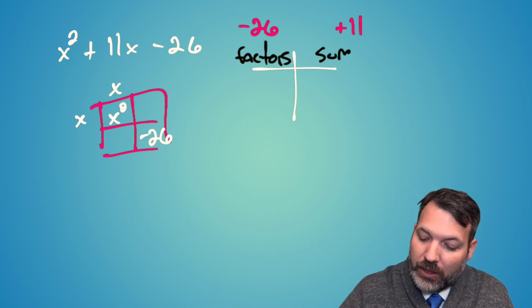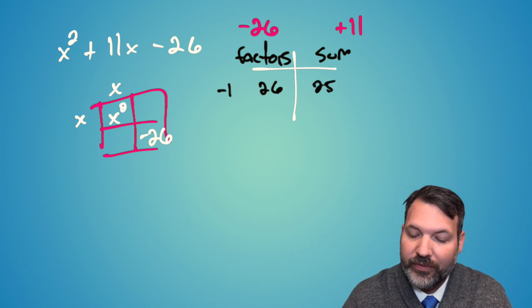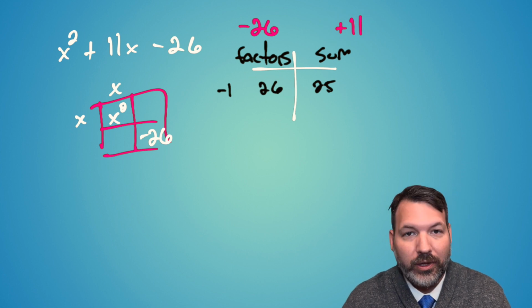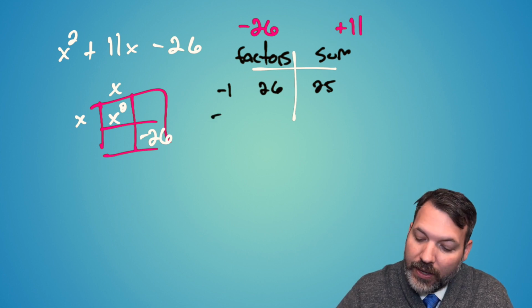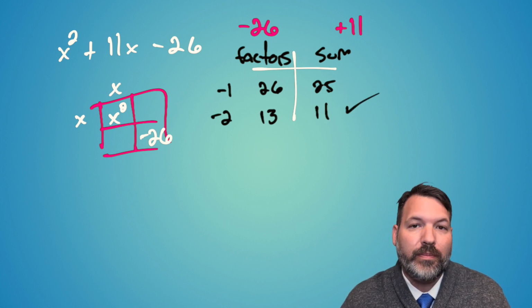So it could be negative 1 and positive 26, but those of course have a sum of 25. That's definitely not matching the positive 11 sum we're looking for, so we're going to keep going. Negative 2 and 13. That has a sum of positive 11. That's the one we must be looking for.